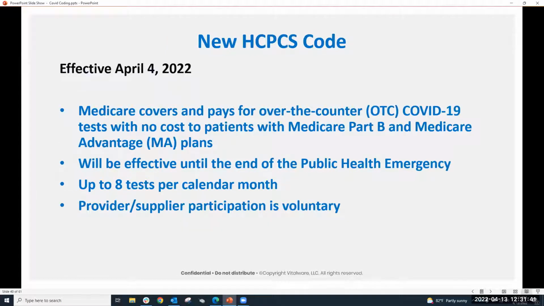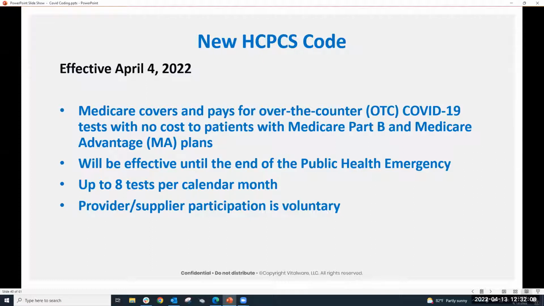All right, effective April 4th, 2022, CMS released a new HCPCS code that we're going to look at on the next slide, and it's related to Medicare covering over-the-counter COVID tests at no cost to patients with Medicare Part B and Medicare Advantage plans. This is going to be effective until the end of the public health emergency. Each patient has up to 8 tests per calendar month, so it's pretty generous.